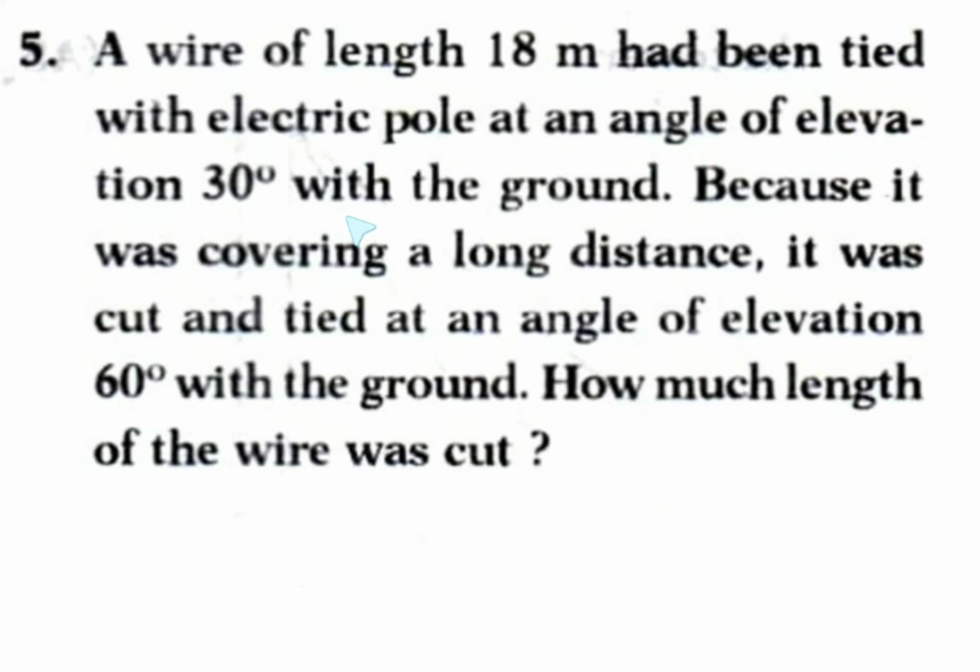A wire of length 18 meters had been tied with the electric pole at an angle of elevation 30 degrees with the ground. Because it was covering a long distance, it was cut and tied at an angle of elevation 60 degrees with the ground. How much length of the wire was cut?